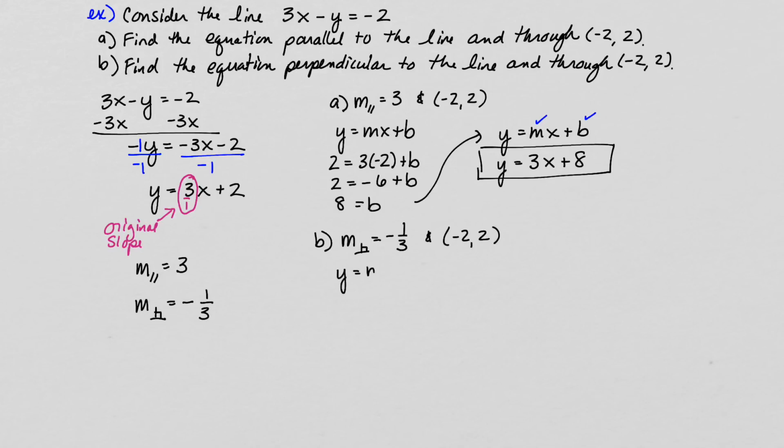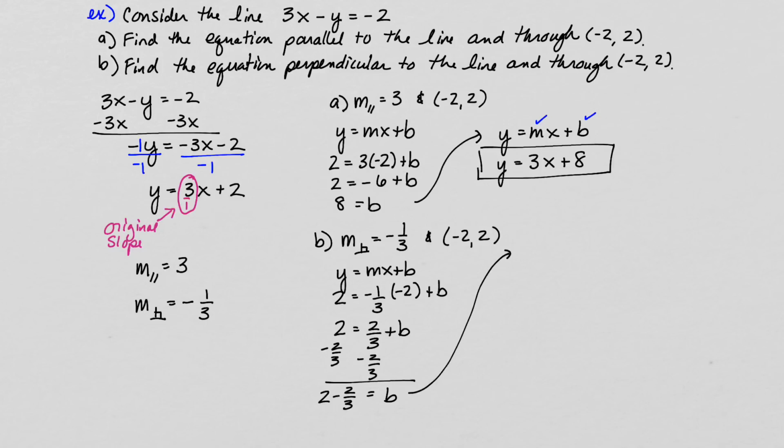So again, y equals mx plus b, 2 for the y, negative 1/3 for the slope, times negative 2 on the x, plus b. So 2 is going to be equal to 2/3 plus b. So I'm going to subtract 2/3 from both sides. So b is going to be equal to 2 minus 2/3.